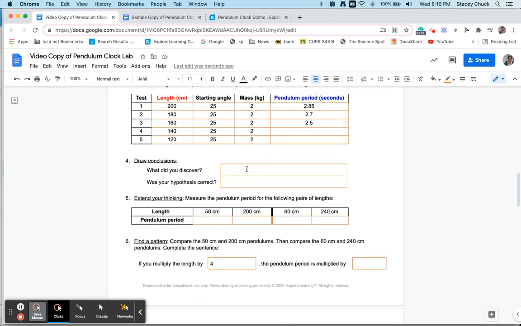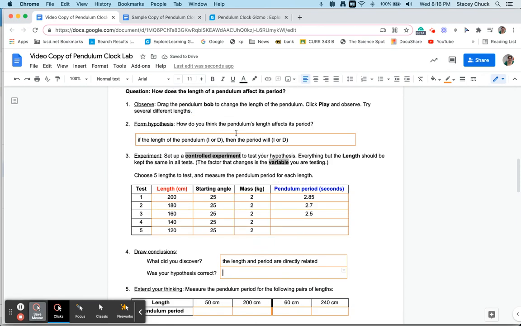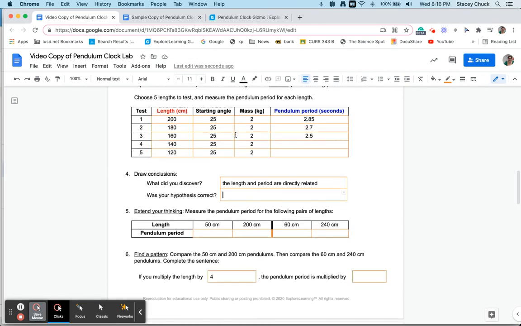What did you discover? The length and period are directly related. Okay. Was your hypothesis correct? So this is yes or no, depending on what you put originally. All right, extend your thinking.